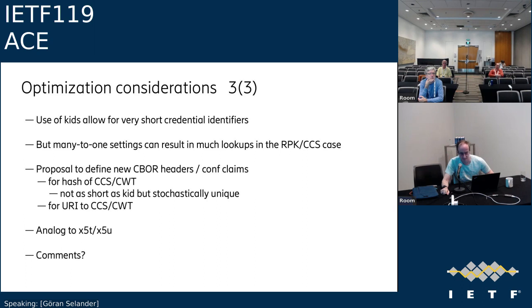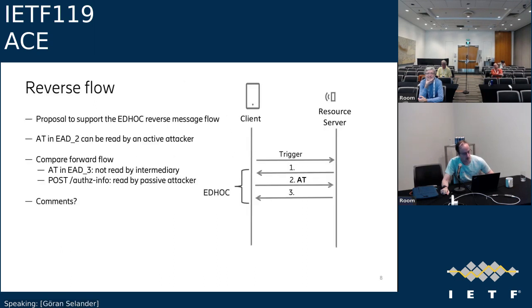Great. If I have time, there is a final slide here, which is another issue which we don't have time to talk about. I just want to mention that there is a discussion on how to use the reverse flow. So EDHOC is allowing the reverse flow as well, where instead of mapping message one to request, you have a trigger as a request, and then you map message one to response. In that case, we would use a different message for carrying the token. And how do we handle that? So that was basically the question.